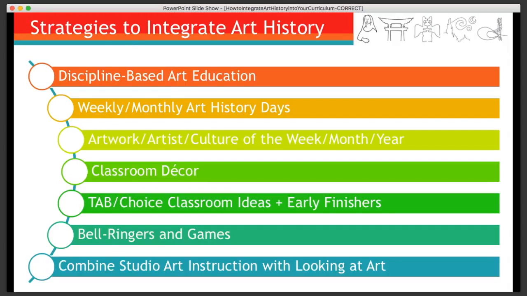And then weekly, monthly, like art history time, artworks of the week, artists of the week, artists of the month, artists of the year, that sort of thing. How to integrate your classroom decor so they're exposed to more artwork. Ideas for choice-based classrooms, bell ringers, and then combining studio instruction with looking at art as well.